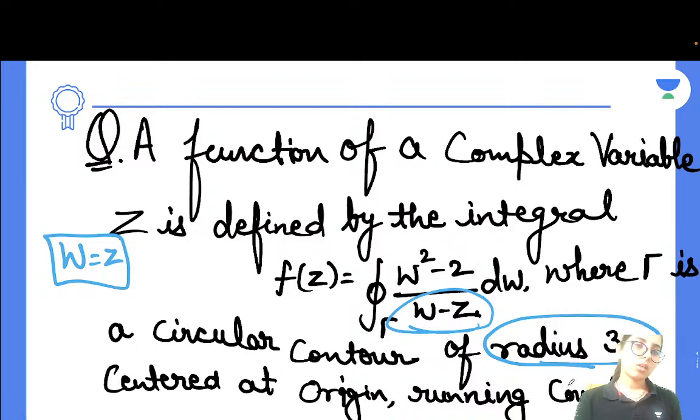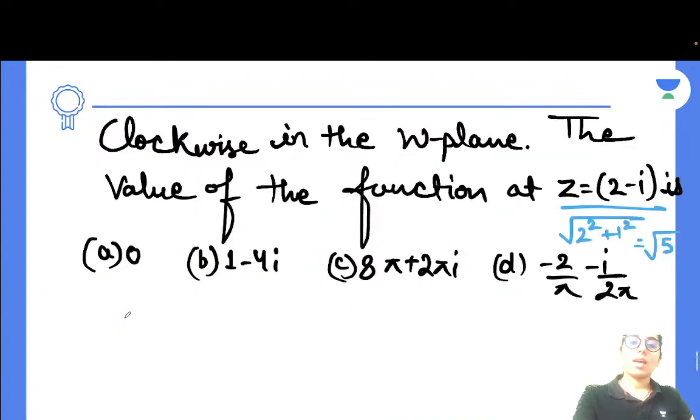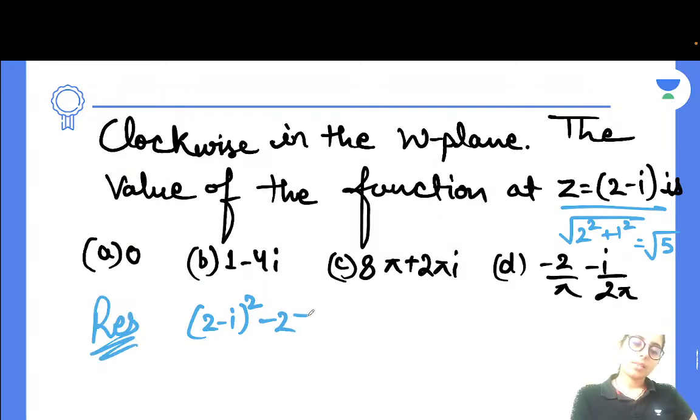When that pole is within the contour, I want to find the residue at that particular pole, which will be the limit w tends to z of (w minus z) times f. That simply gives w square minus 2, because w minus z gets cancelled out. So w square minus 2 means z square minus 2, where z is 2 minus iota. So (2 minus iota) square minus 2, which is the residue. In this case, 4 minus 1 minus 4 iota, minus 2, that is 3 minus 2, which is 1. So you got 1 minus 4 iota.